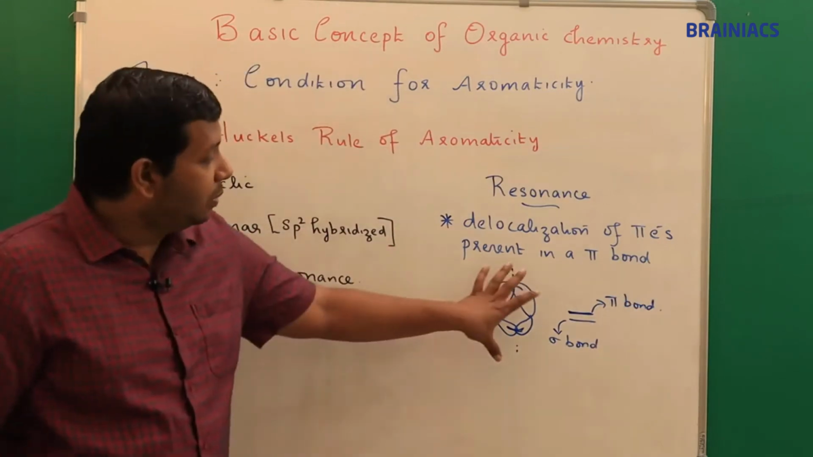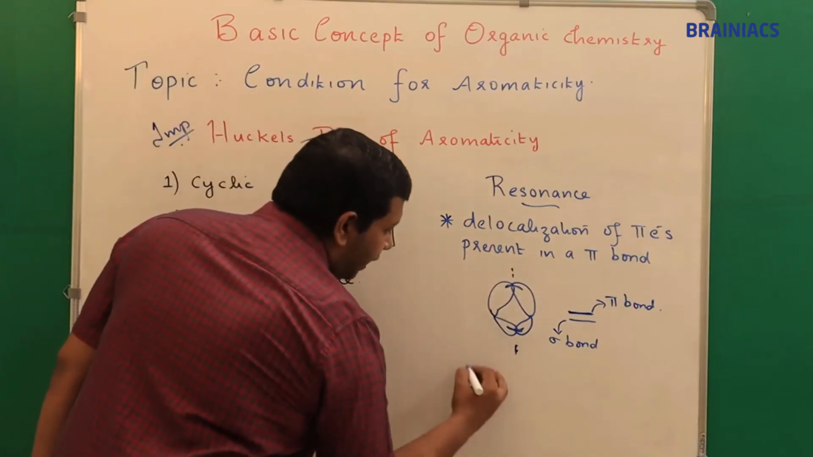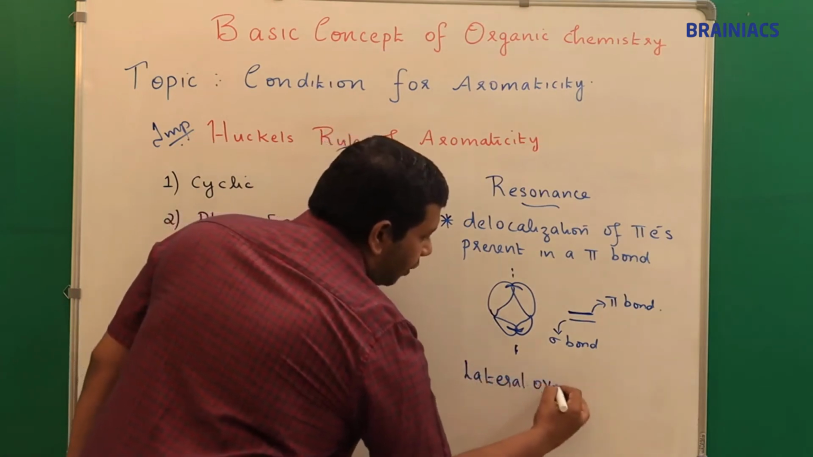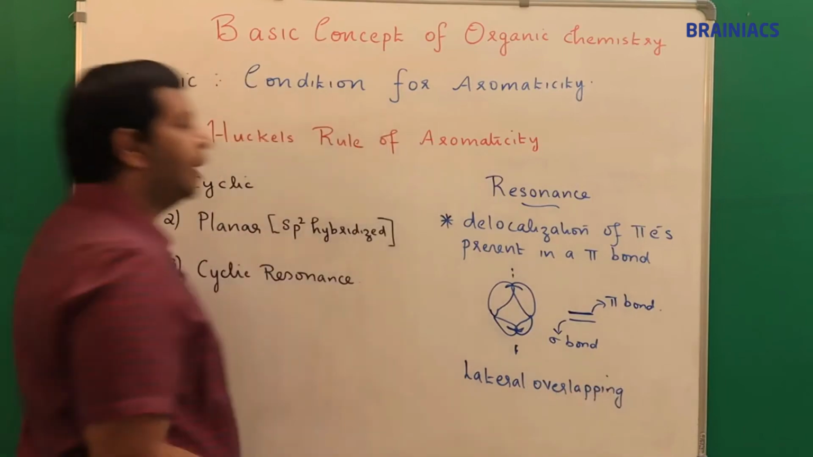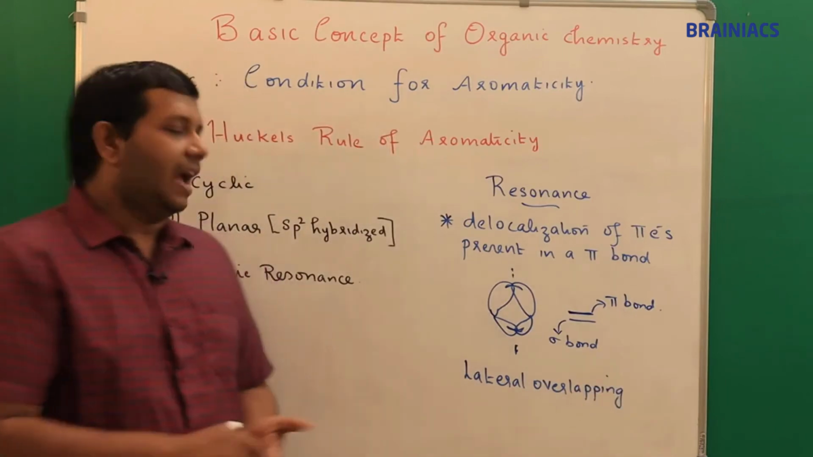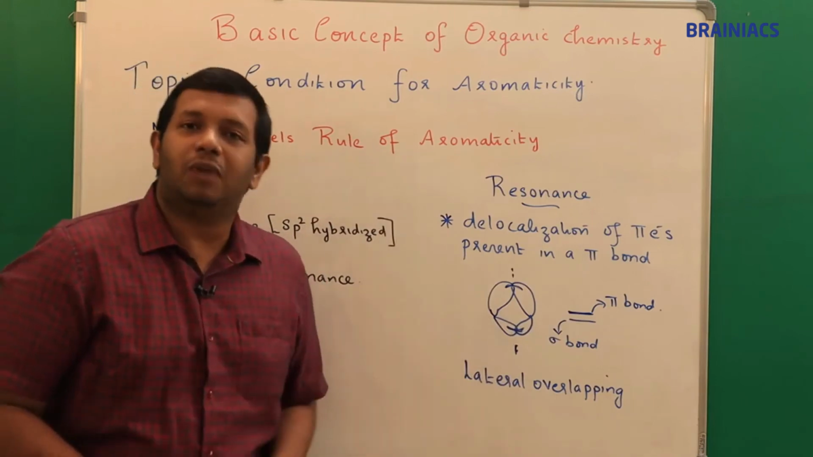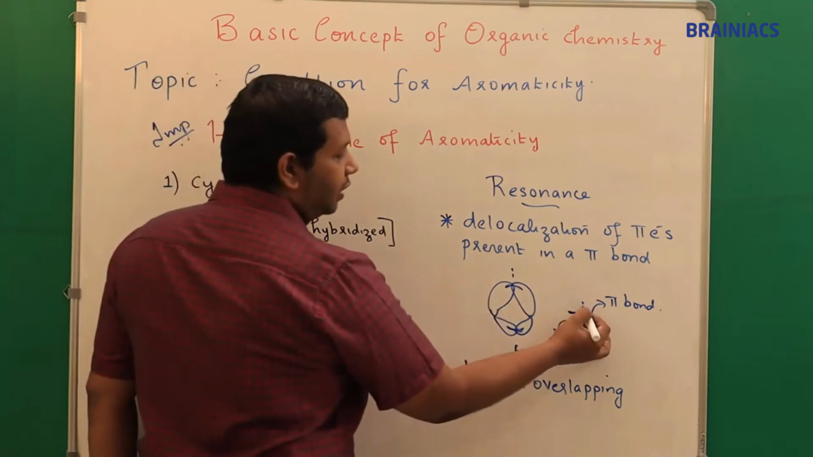Why? Because it is formed by lateral overlapping. So this is called lateral overlapping. Okay, so lateral overlapping will give rise to a pi bond, and that pi bond is a weak bond. So if it is a weak bond, what will happen? This bond, if you give a small amount of energy, will break.